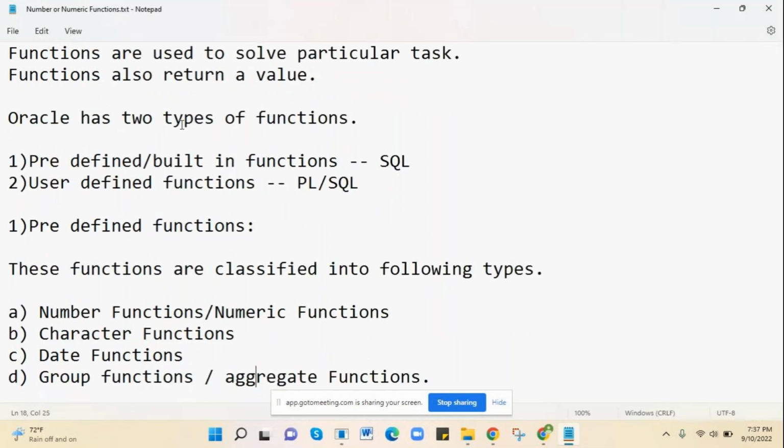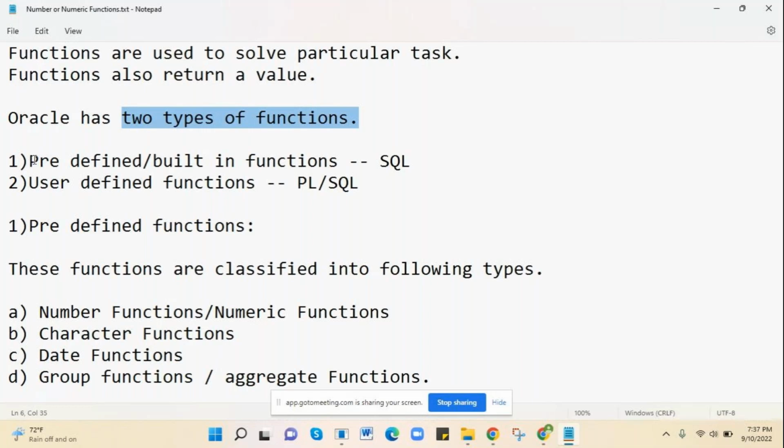In normal we have two types of functions in any language, not only in Oracle, in any language we have two types of functions. One is predefined functions, or else we can call it built-in. In every language we have some built-in functions. Like in C language we have printf, scanf, clear screen, main. These are the built-in functions.